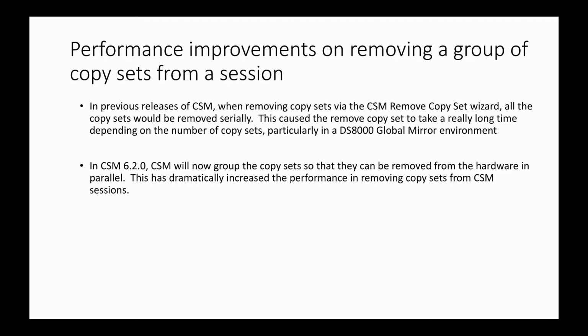And so what we've done is made a change so that internally what the code will do is group them by the LSS pairings, and thus we will issue a single command for all the copy sets at a time at an LSS level in order to do the removal. This has drastically improved the performance on Remove Copy Set. So if you've in the past had problems where Remove Copy Set's taken minutes, 20 to 30 minutes, etc., because you're doing a large set, this should help you out tremendously, and it should be going a lot faster.